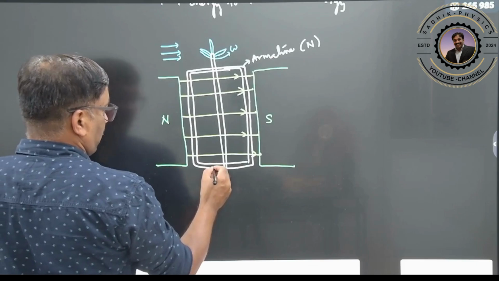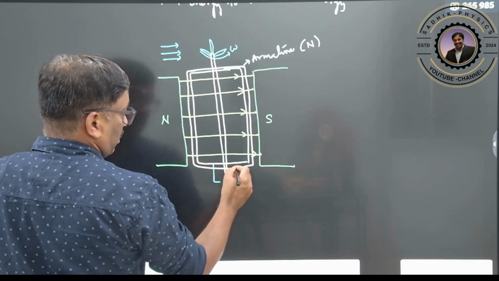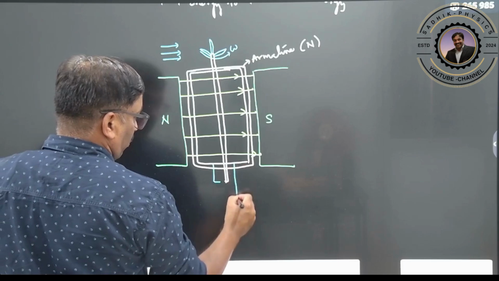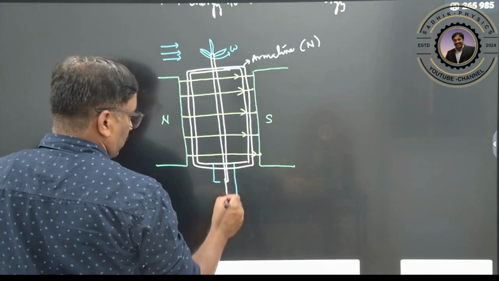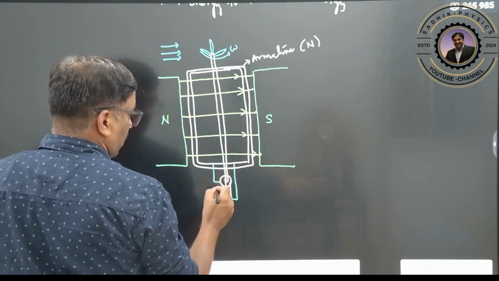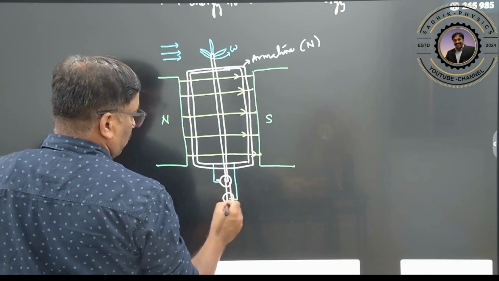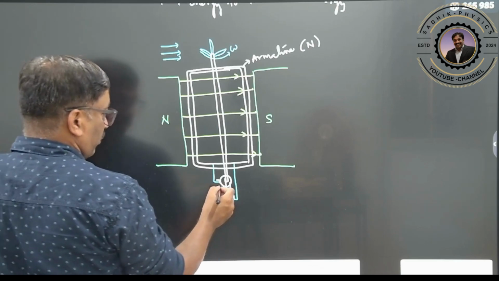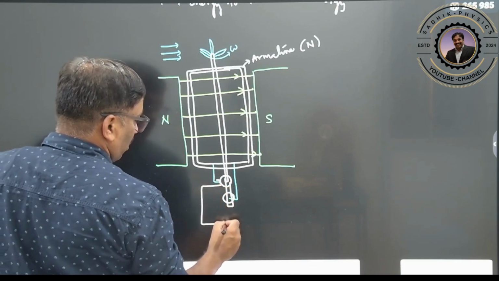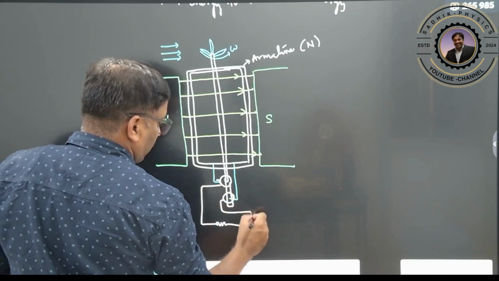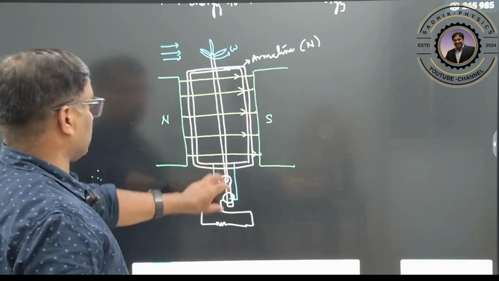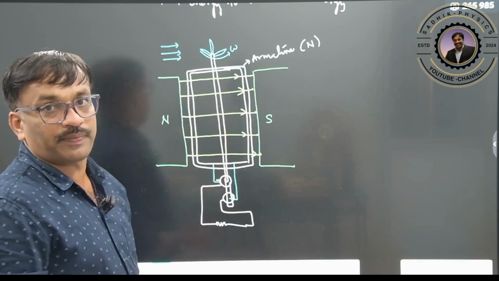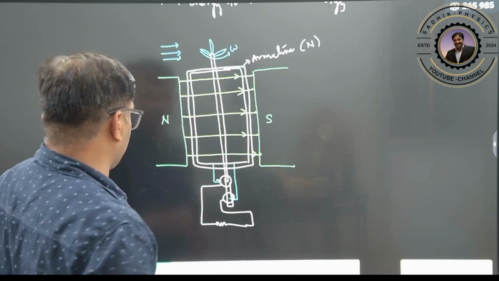This change in flux can be collected by the slip rings. There will be slip rings, so it will be collected with the carbon brushes. Therefore these are connected to one external load. So whatever energy we are utilizing, this energy is coming from these rings by rotating. So how to calculate the EMF which is generated in this?